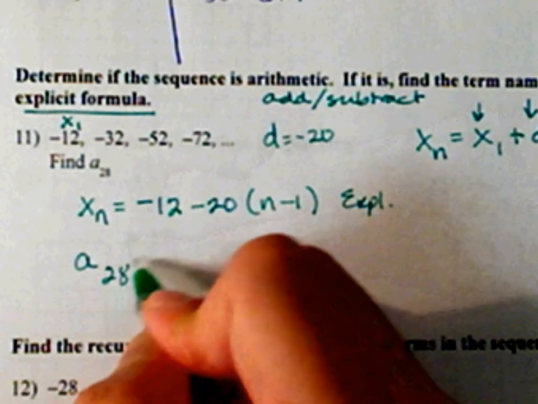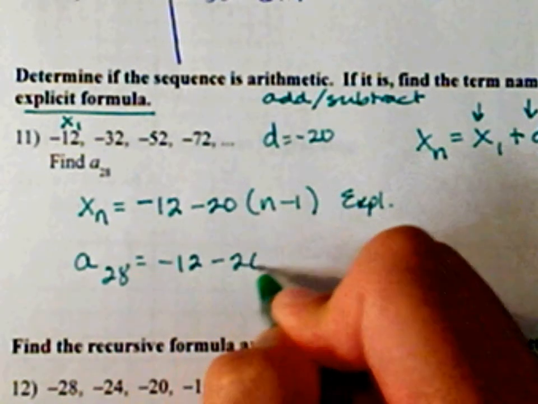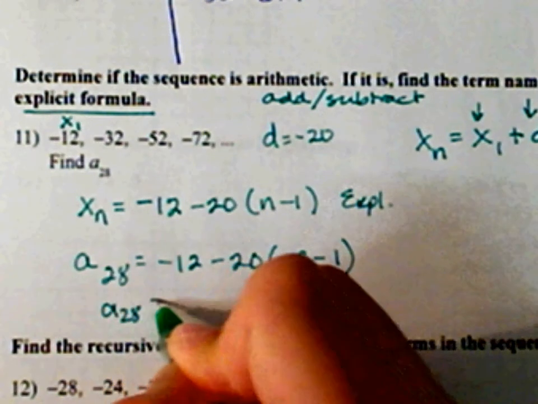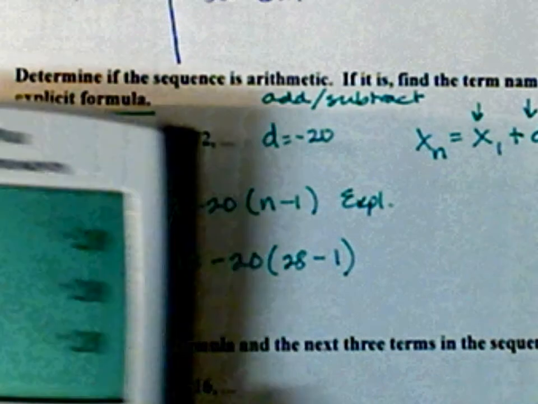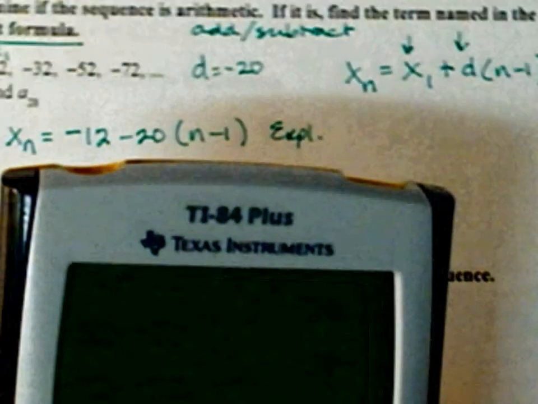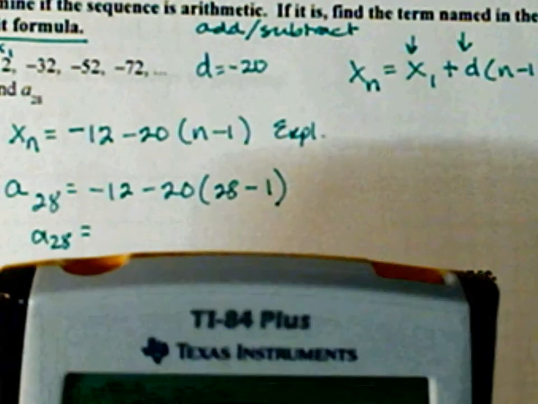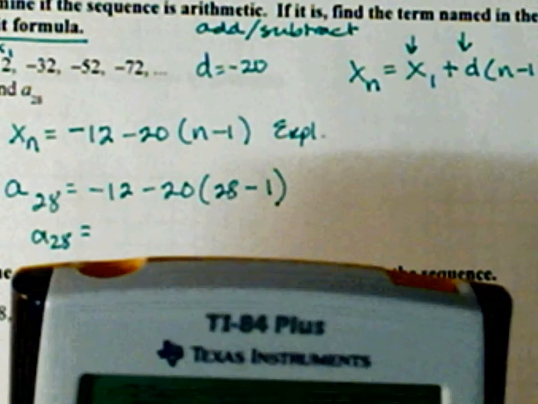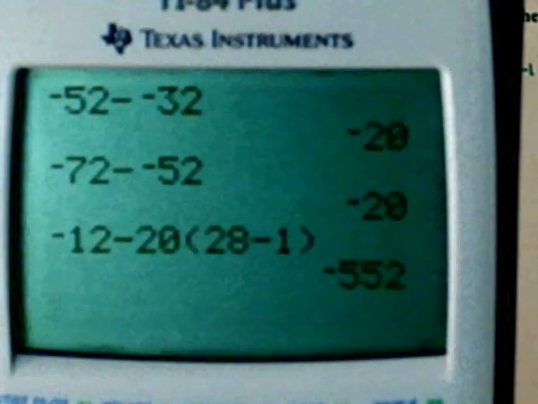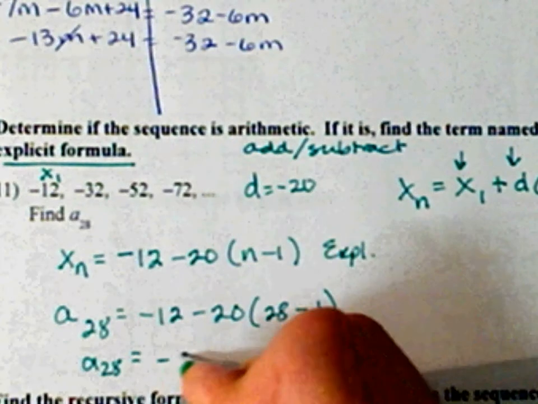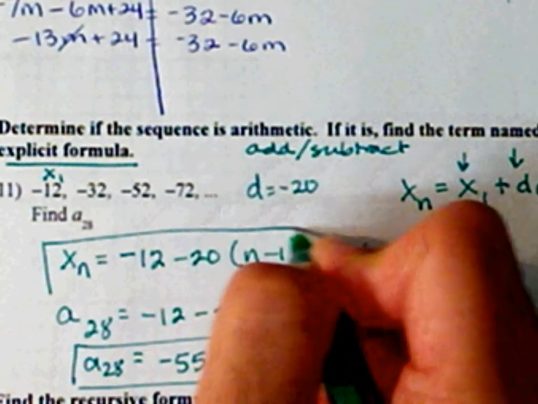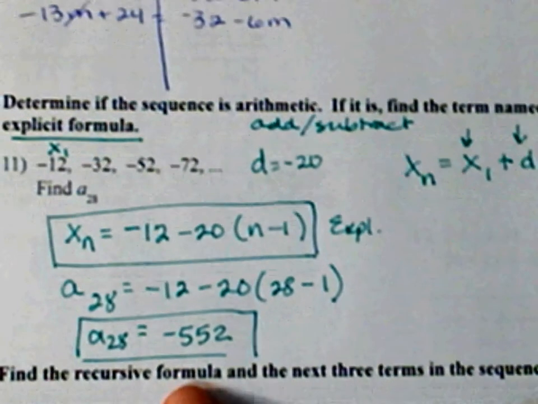To find the 28th term, use x or a, it doesn't matter. Now you plug it in. Negative 12 minus 20 times 28 minus 1. The 28th term is going to be, and you can just type that into your calculator, like I have it. Okay? So you're going to type in negative 12 minus 20, parentheses, 28 minus 1. Just like that, and push enter. So the 28th term is going to be negative 552. So here's your explicit formula, and then there's your 28th term.